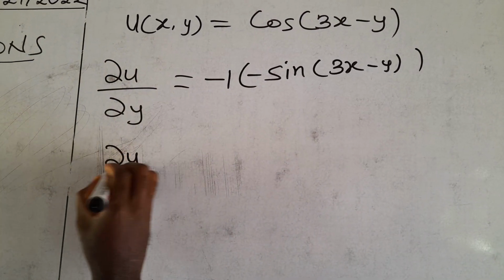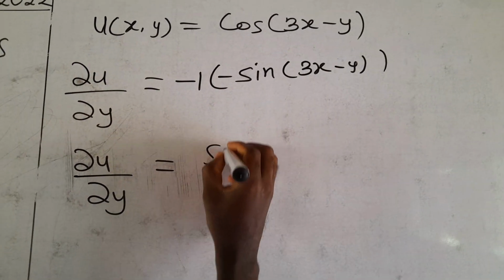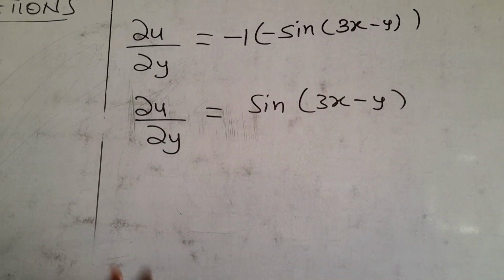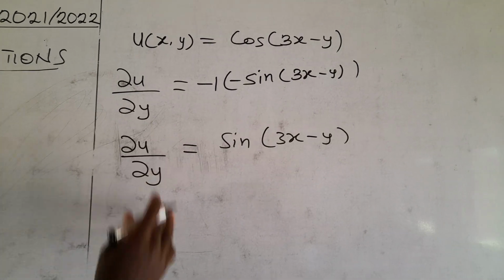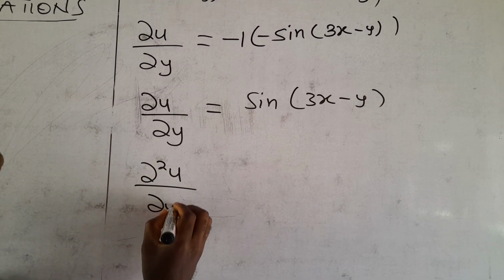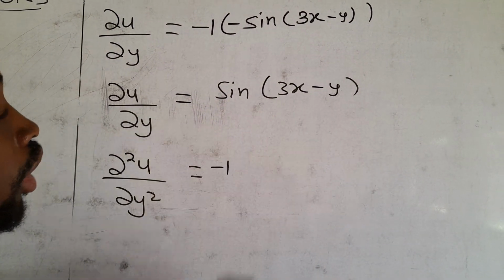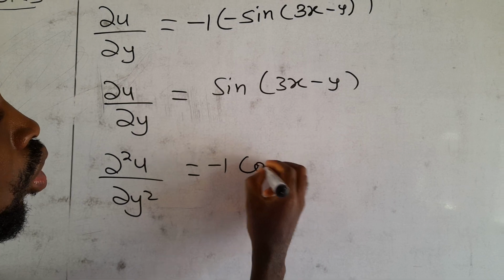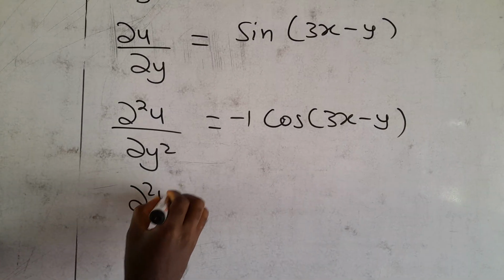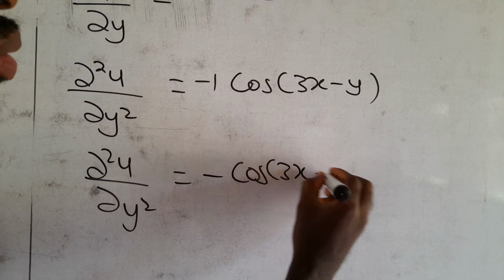So we can say our del u over del y is equal to negative 1 times negative sine, which will be positive. So we'll get sine(3x minus y). Now we'll find the partial derivative again with respect to y, since we need the second derivative. We'll get del square u over del y square equal to, now we differentiate this again. We'll get negative 1 again. The differential of sine is cos. Then we repeat the angle 3x minus y. So we can say our del square u over del y square is equal to negative cos(3x minus y).